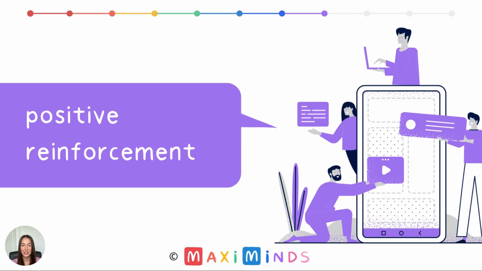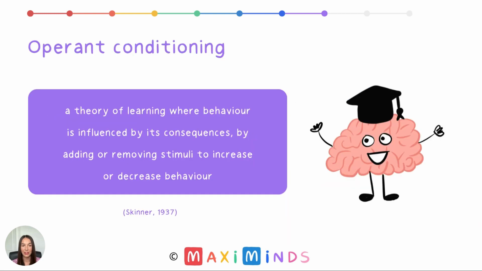So, further to that particularly high level of warmth that we see in an authoritative teaching style, positive reinforcement has been found to be the most effective type of way to administer and deliver consequences to different actions. A bit of background, it comes from operant conditioning, which is a theory of learning where behaviour is influenced by its consequences by adding or removing stimuli to increase or decrease behaviour.